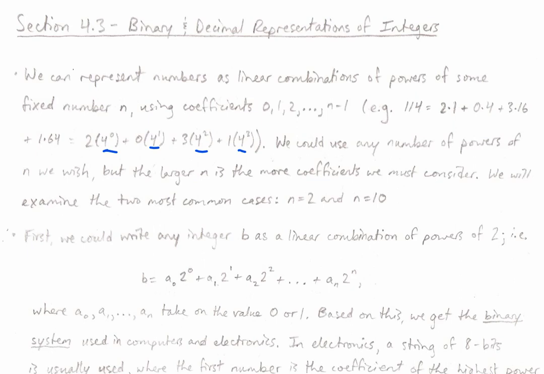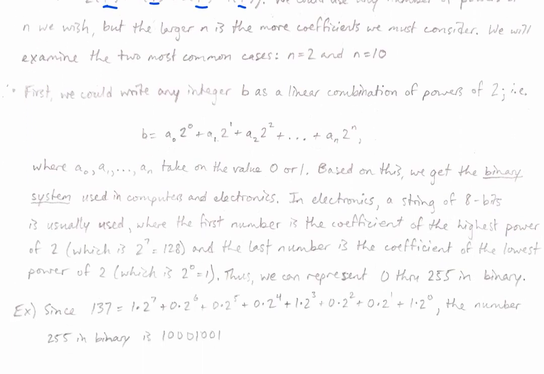We are going to examine the two most common cases, the case where n is 2 and the case where n is 10. So in the case where n is 2, you can write any integer b as a linear combination of powers of 2. So a naught times 2 to the 0 plus a1 times 2 to the 1 plus a2 times 2 squared plus a sub n times 2 to the n, where each of these a's has a value of 0 or 1. And based on this, we get the binary system.